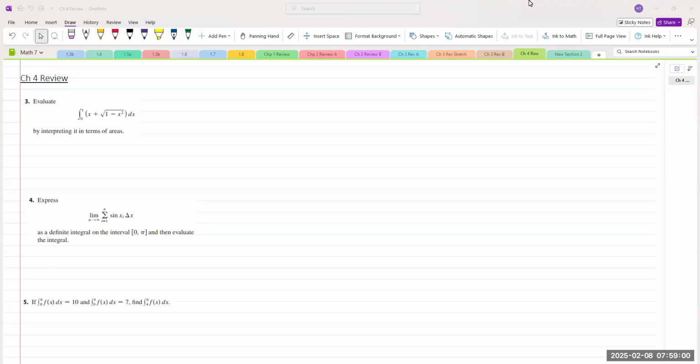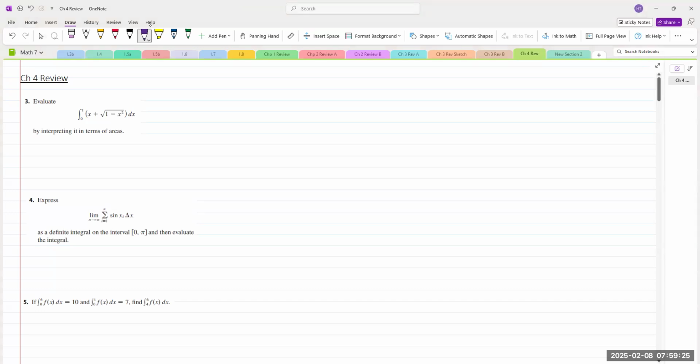Hello everyone. Let's go over chapter 4 review from our textbook. As usual, you will see I skipped some questions because there is too much computation and a big use of a calculator, while the idea is simple. So I will just skip to the parts that I think we really need.